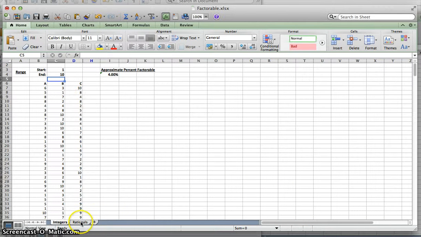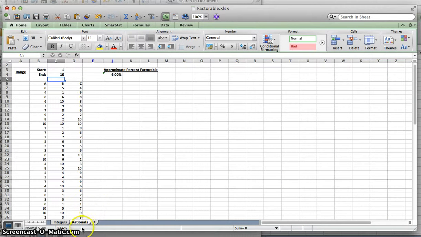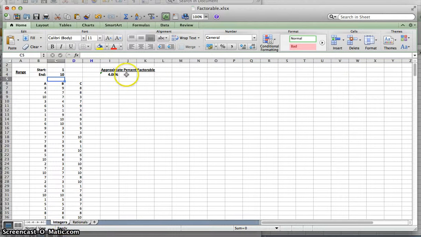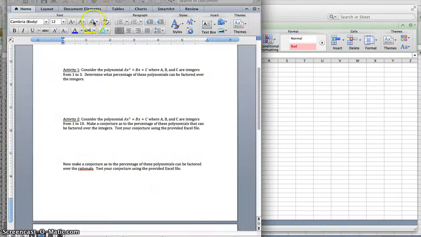After they make that conjecture, they're going to go and do the rationals tab of this Excel file. And again, they start at 1, then just go to 10, and then there's a list. And then they can continue to generate an approximate percent that are factorable. And then we can have a discussion about the differences between the approximate percents factorable or the similarities, and why they think that is the way that it is.